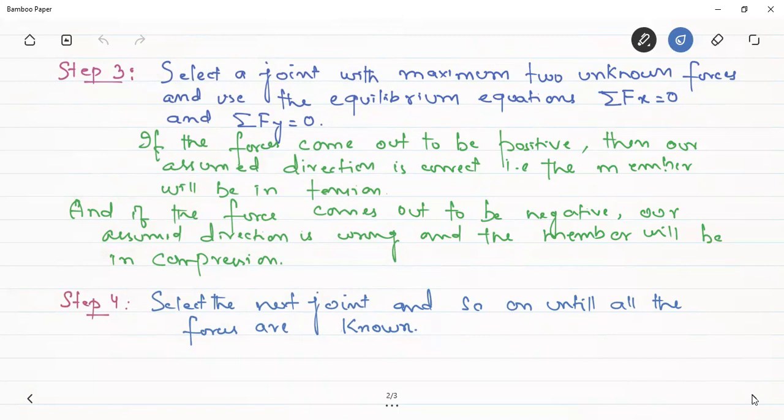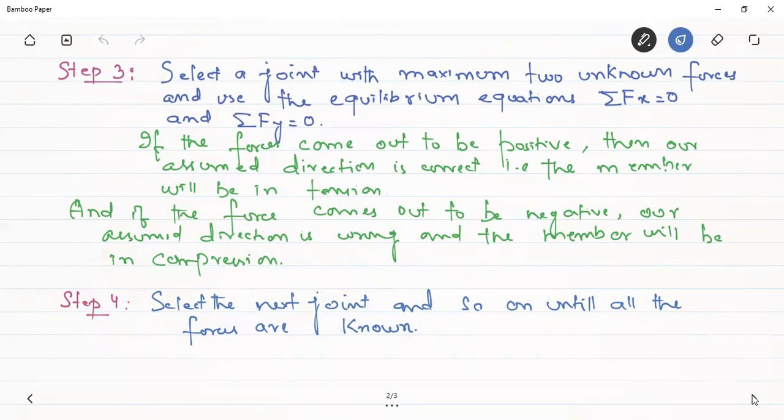After that, we can see that once we use the equilibrium equation, if the forces come out to be positive, then our assumed direction is correct. That is, the members will be in tension. And if the forces come out to be negative, then our assumed direction is wrong. Okay, because I told you that initially we will always assume that the members are in tension.